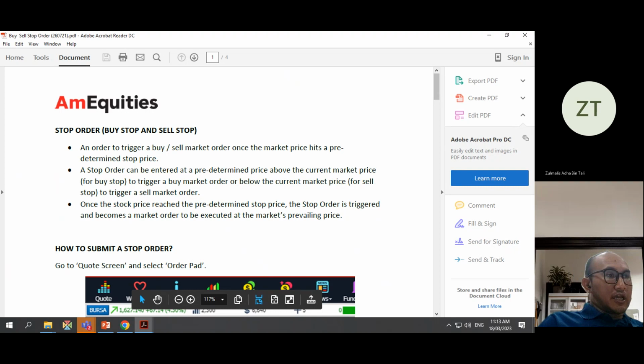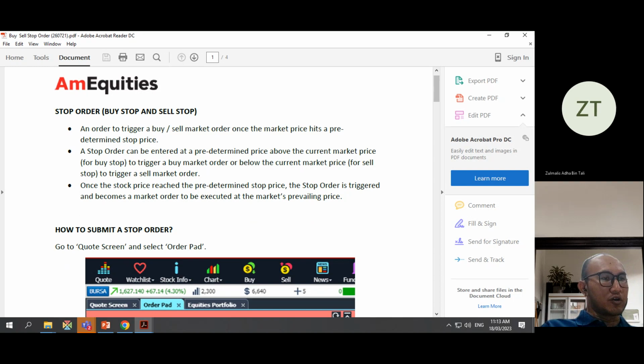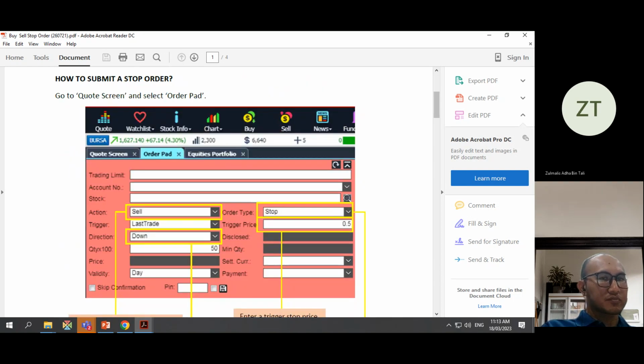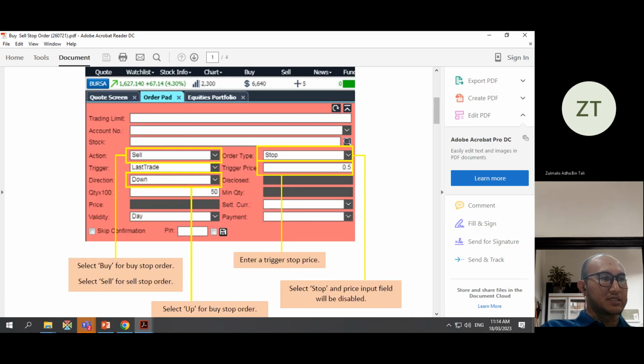All right. AmBank stop order and stop limit. Maybe some of you already know, maybe some not yet. In the order box, if you look at it, in sell or buy, actually you can see a few menus here. Under sell, for order type you can choose stop. Base trigger price will be on last trade, direction down. Normally whenever you click sell, you want to place a sell stop. The default direction will be down.